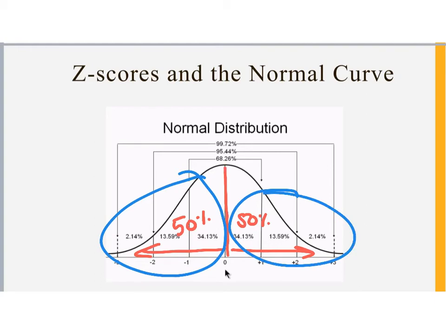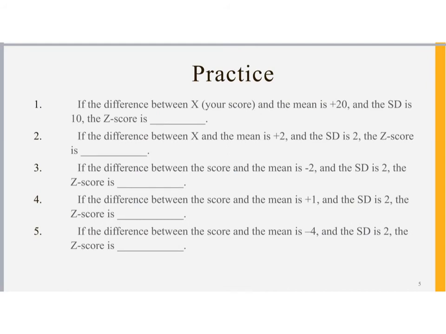So a negative z-score and a positive z-score are equally likely to occur at about 50% and 50%. Let's practice the concept. If the difference between your raw score and the mean is +20 and the standard deviation is 10, let's find the z-score.